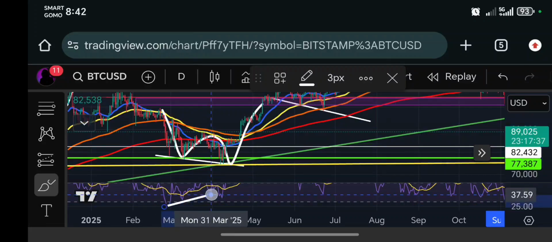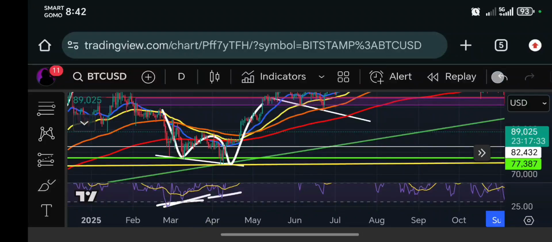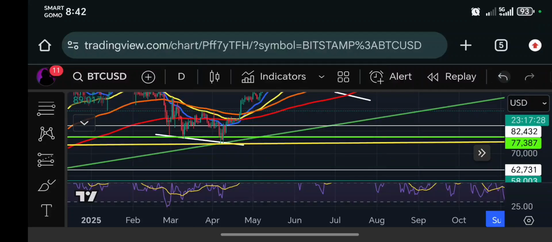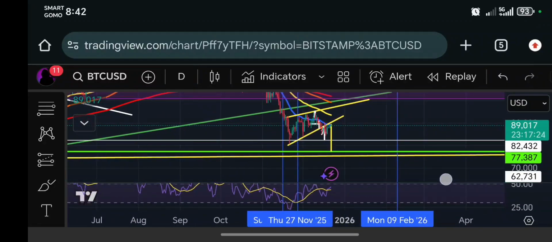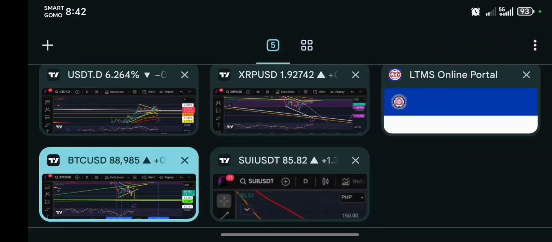Look at your RSI also. Okay, so let's see how it plays, right, for your Bitcoin.